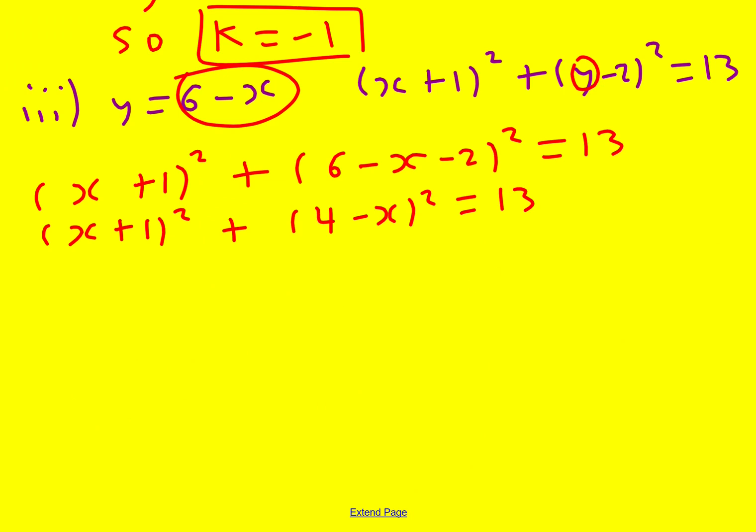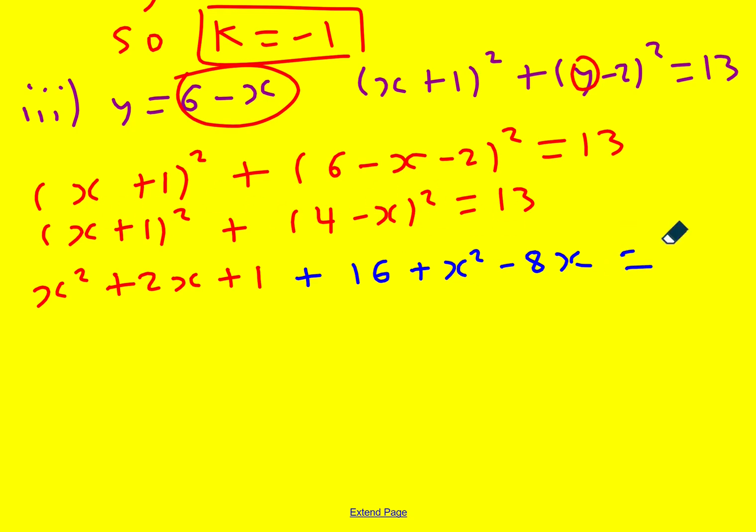I can't solve it as it is. So expand it out, x squared plus 2x plus 1 from that first bracket, plus 16 plus x squared minus 8x. Okay, you've got to practice these double bracket expansions. Make sure you know in your mind it's x plus 1 times x plus 1, or 4 minus x times 4 minus x, and you're kind of doing crab claw method, cross multiplying in your head. That's what I've done anyway. You could show more working if you want, but this is what you should get, and that equals 13.